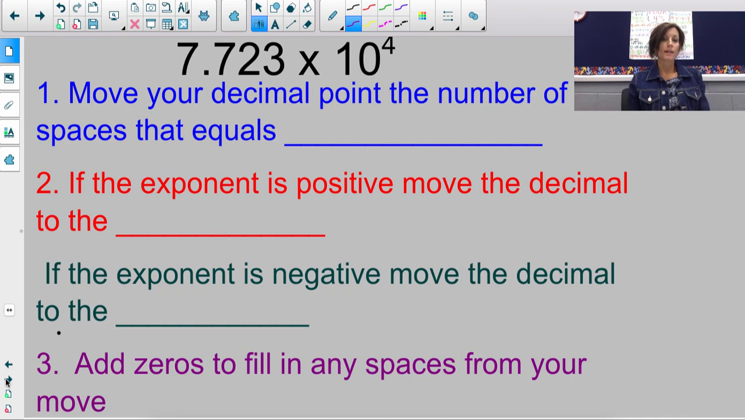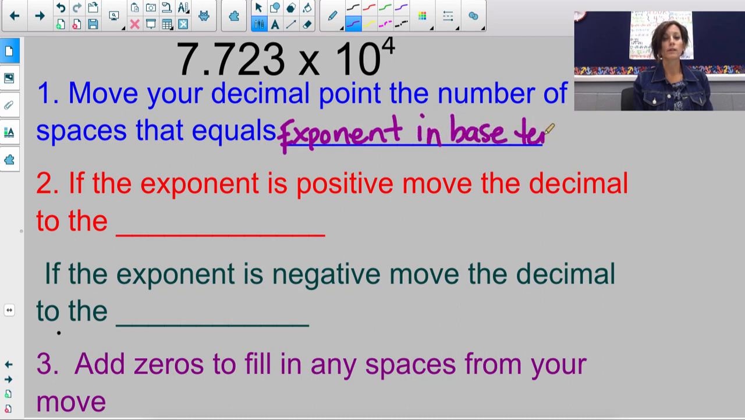All right. Then the second half of this lesson, well, they now want to go from scientific back to standard form. So our example is 7.723 times 10 to the 4th power, and we want to get back to standard form. So we're going to move the decimal point the number of spaces that equals the power of 10, or the exponent in base 10. You don't have to add that. That's kind of wordy. Whatever you want. We're looking for that power. How much are we going to move it?